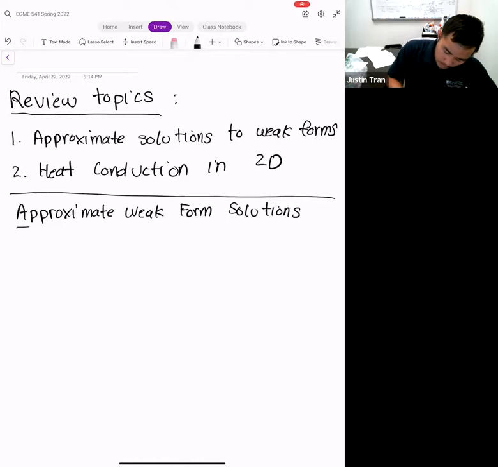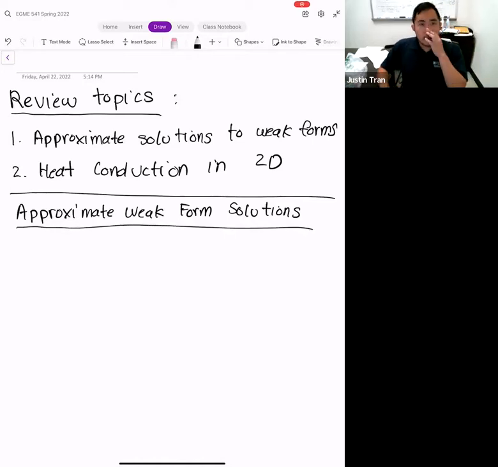All right, so we have here our approximate weak form solutions. And so I think the best place to start would just be to describe what the weak form is, right? And so the weak form is nothing different than just our regular boundary value problem. It's just expressed in a slightly different way, okay? So remember, that's always the first thing to remember, that when we're talking about weak forms and strong forms, the two are exactly the same thing. It's just that we're expressing the problem in different formats, okay?